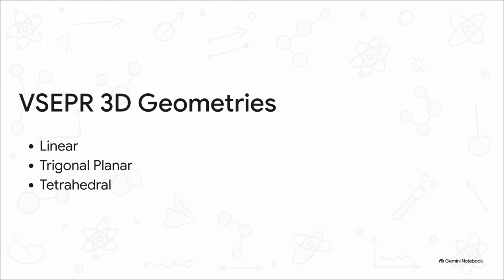2 bonds make a perfectly linear 180-degree shape, like in beryllium chloride, BeCl2. 3 bonds make a flat, triangle-like trigonal planar shape, like BF3. 4 bonds pop out of the screen into a 3D tetrahedral pyramid, like methane. And in CBSE Class 11, you'll even see 5 pairs form crazy trigonal bipyramidal shapes like PCl5. The actual physical geometry of the universe is shaped by electrons just trying to avoid each other.